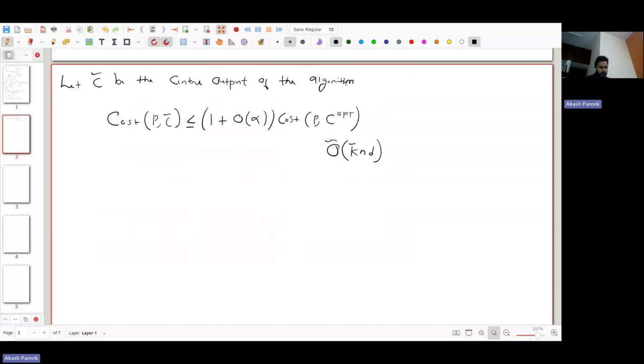By just looking at this result, you might think that given a predictor which is 1 plus alpha approximate, it might be easy to just go with the predictor: whatever clustering is defined for the predictor, I just take that, recalculate the center, and I will get a 1 plus order alpha kind of approximation. I don't know why I have to come up with a new algorithm. You just follow the predictions, right? But let me give you an example. Just following the prediction is not enough.